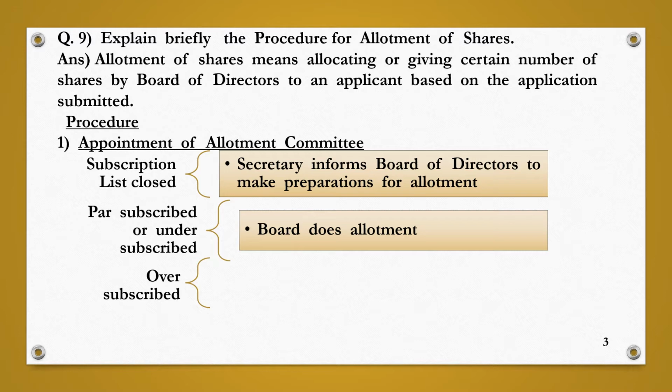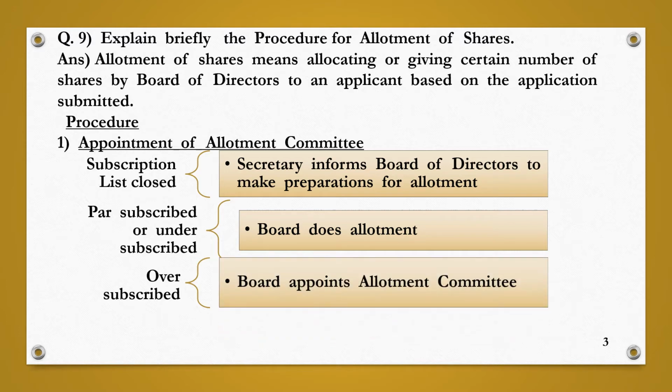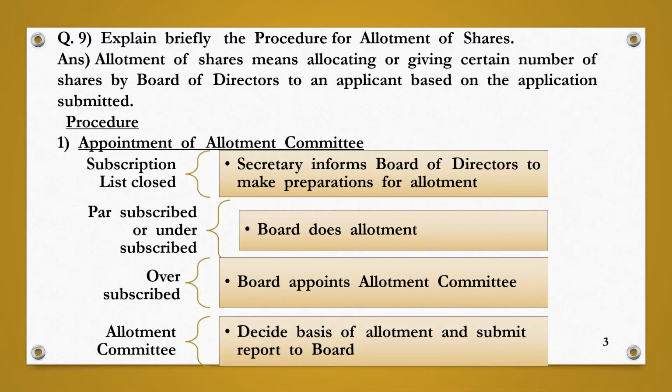In such a case, the board of directors appoints an allotment committee who looks after the work of allotment. Lastly, the allotment committee decides the basis on which the allotment should be done and then prepares a report on the same and submits it to the board of directors.